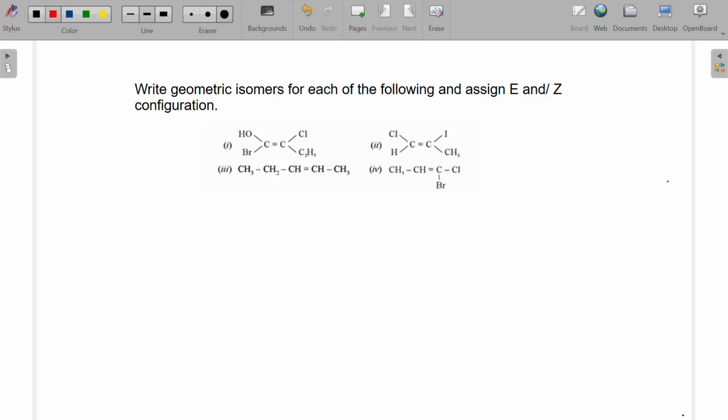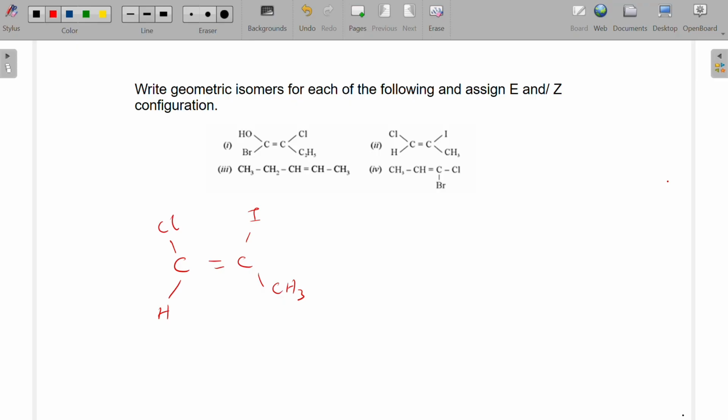All right. So the second one, the structure we have is a C connected to another C. This C is connected to an iodine. This one is connected to CH3. Then we have a hydrogen connected and a chlorine on top there. So this is what we have.